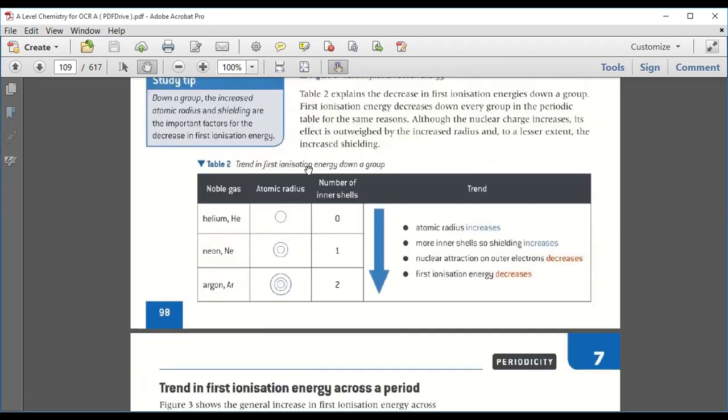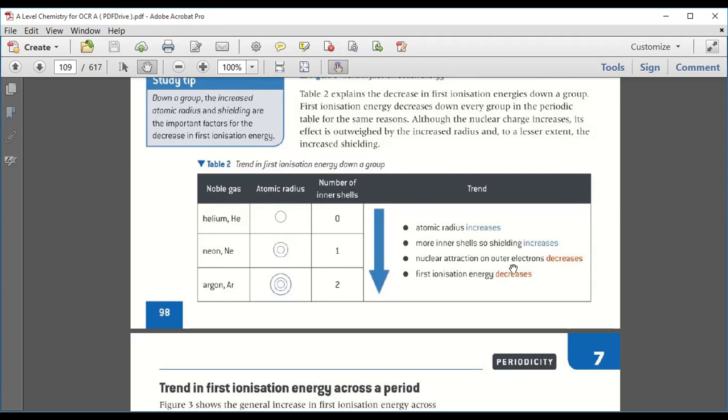Now see the trend in the first ionization energy down the group. Helium, atomic radius is small, number of inner shells is 0. So atomic radius increases as we move down the group, with more inner shells, so the shielding effect is increasing. Now, nuclear attraction on the outermost shell decreases. As the shielding effect increases, the force of attraction between the nucleus and the electron in the outermost shell will decrease. And in this way, ionization energy will decrease.